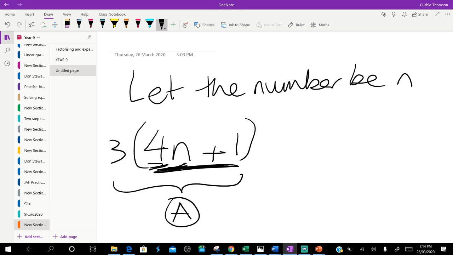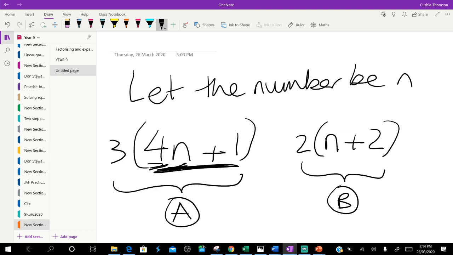And then I said start again with that number, n, and add 2 to it. So we add 2 to it, and then we times that by 2. So we're going to put that in brackets, and we get 2 times (n plus 2). That gives me B. And I told you to add A and B together.